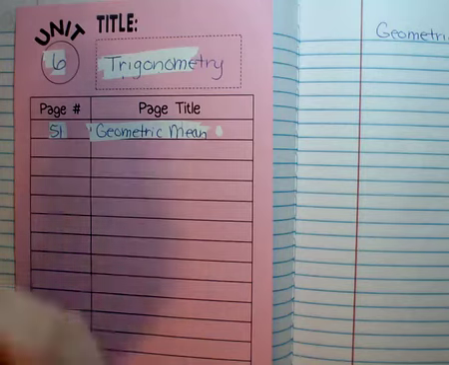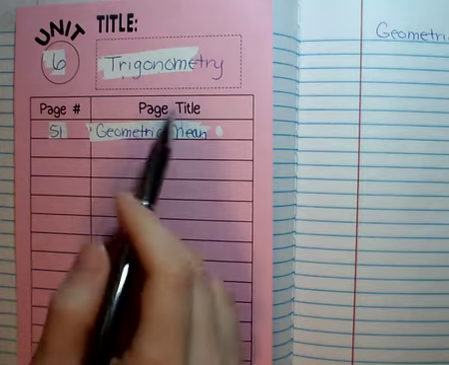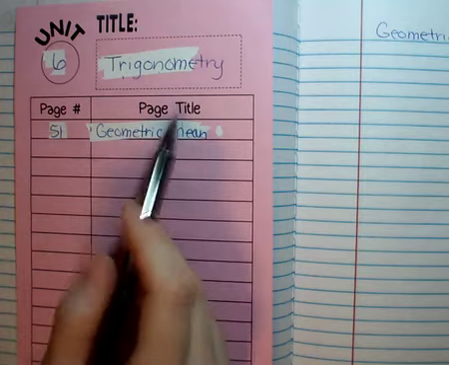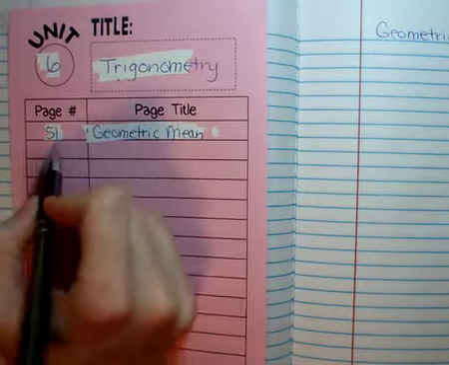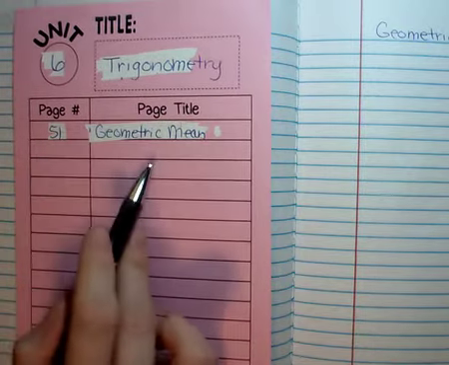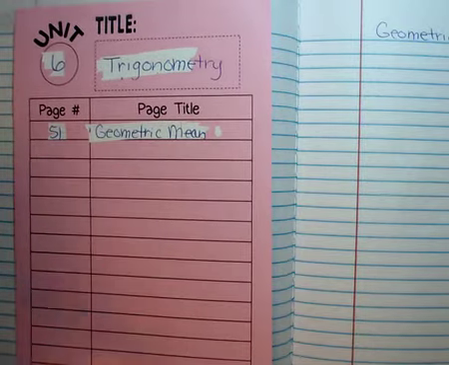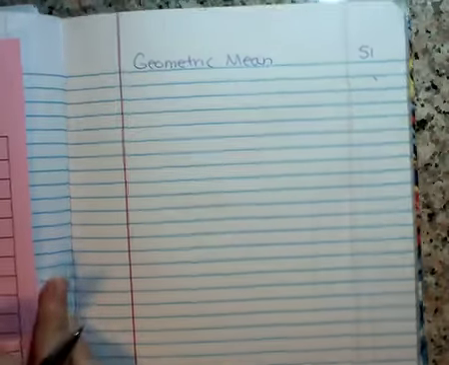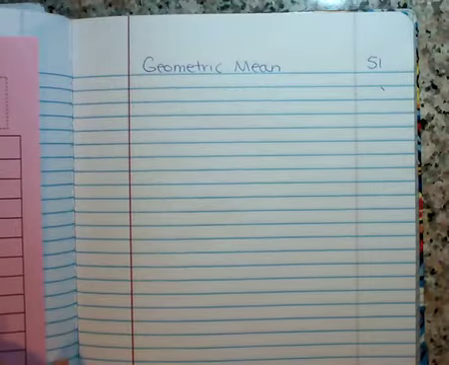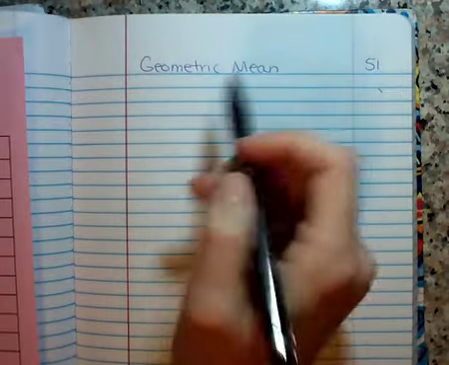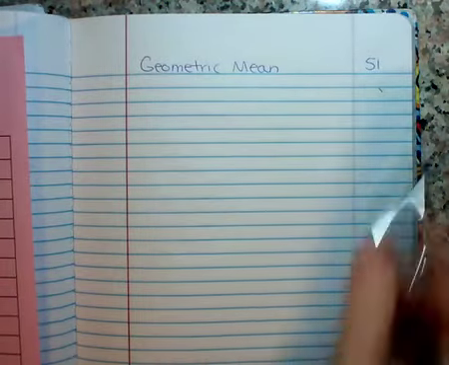All right, this is Unit 6, and the title will be Trigonometry. And these notes are going to be on page 51 over the geometric mean. So let's turn to page 51 in your notes and title that page Geometric Mean with the page number 51.